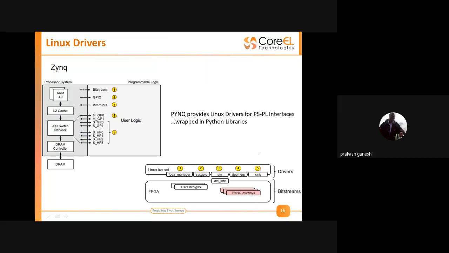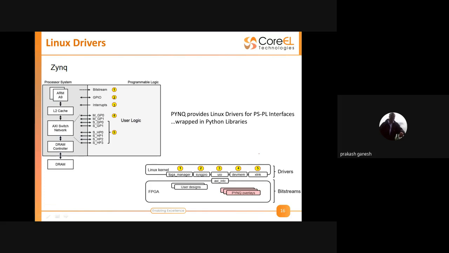So PYNQ provides the Linux drivers for PS to PL interfaces, and they are wrapped in the Python libraries, so they are already included in the Python libraries for us. In the FPGA, we have the user design, the PYNQ overlays, and all those things built up with the help of bitstreams. I can have different types of drivers generally when I talk about Zynq and the programmable system, so I can have a bitstream generated.